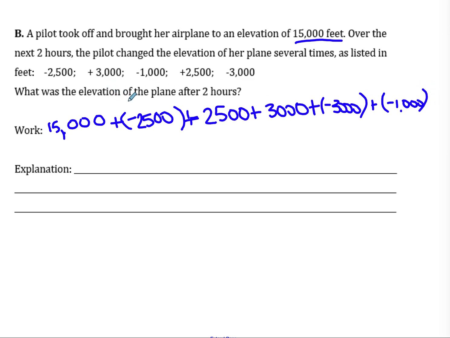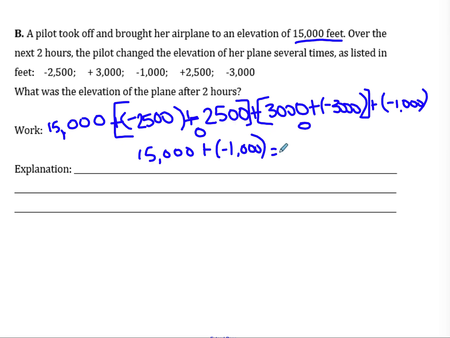Then I'm going to use associative property. I'm going to group my inverses. So I'm just adding in some parentheses. These two will be 0. These two will be 0. So I'm left with this problem. 15,000 plus negative 1,000. That's going to equal 14,000. Story problems always need a label. On this one, looks like it is going to be feet.